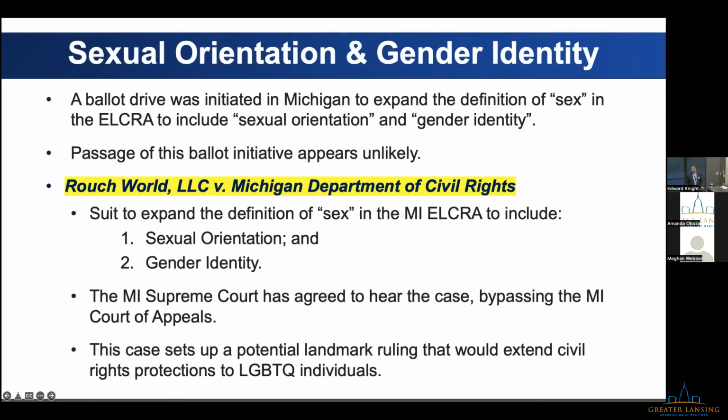Sexual orientation and gender identity are a hot topic currently. There's currently a ballot initiative to add those to the Elliott Larson Civil Rights Act under the sex classification. Though that ballot initiative is not expected to pass, there is also a court case currently. Oral arguments were at the beginning of March this year, and we're expected to have the ruling shortly, sometime, I believe, this summer, on whether or not gender identity and sexual orientation are covered under the sex classification of Elliott Larson. This is a very unique case because the state Supreme Court allowed the case to go directly to them and skip the Michigan Court of Appeals.